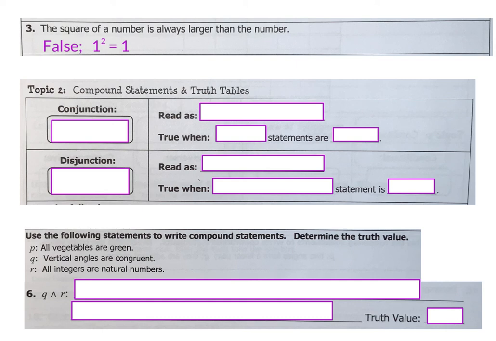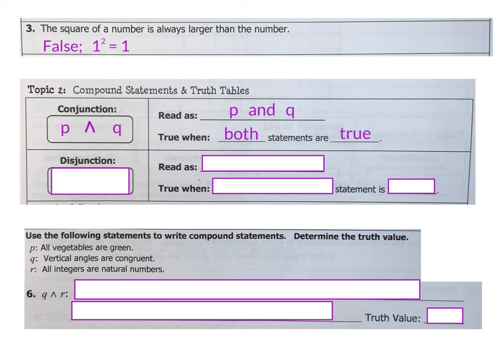All right? Conjunction. Your notation for conjunction is the V that looks like it's upside down. This is and. So you read it as P and Q. It is true when both statements are true. So your and is when they are both true. If they are not both true, the entire statement is false.